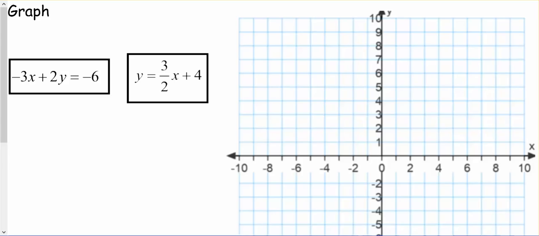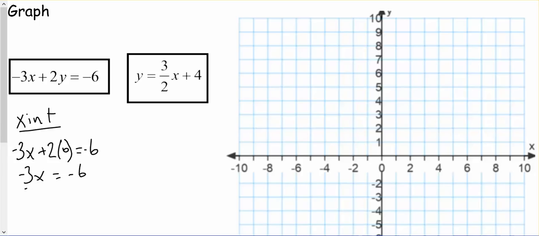So let's graph these two equations. I can graph this first equation by doing the x and y intercepts. So the x-intercept, all along our x-axis, remember that our y values are 0, so if I plug in a 0 for y, I can find my x-intercept. That gets rid of my whole y term, so I'm just left with negative 3x equals negative 6. We can divide by negative 3, and we get x equals 2. So our x-intercept is at 2.